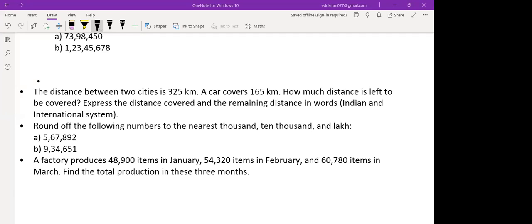And we also have to do the round off. Yes.